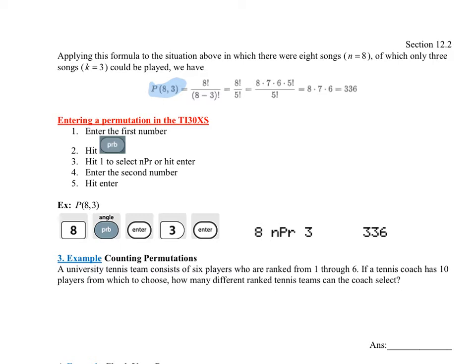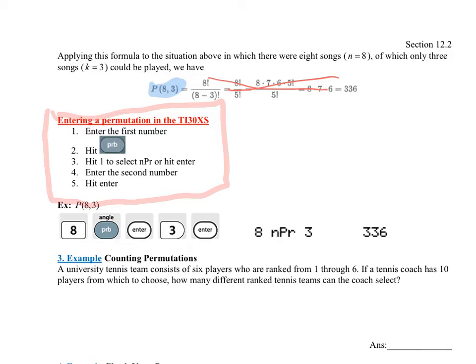I do not need you guys to do any of this by hand. I straight up want you guys to use a calculator here. So how are you going to use your calculator? Using the TI-30XS that I recommended for class, you're going to use this procedure right here. First thing you want to do is enter the first number, which is the total number, 8 here. Then you hit the PRB button. Then you hit the number 1 to select NPR, or you could just hit enter. Then you type in the second number, then you hit enter.